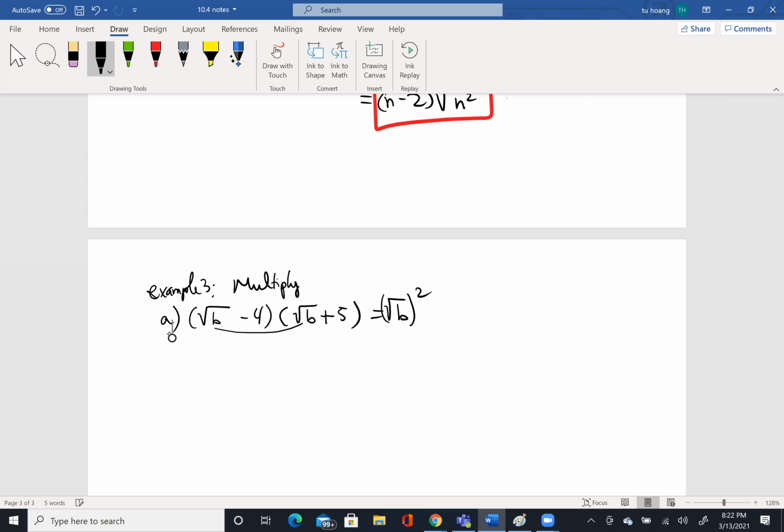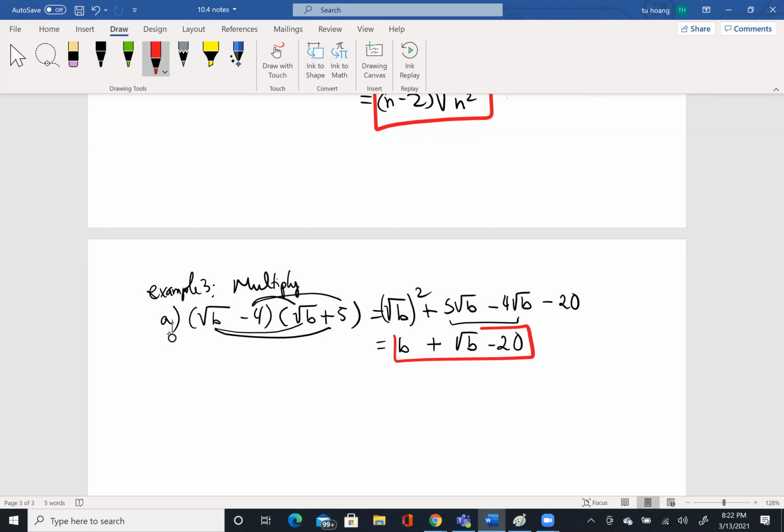Okay, let me just write this better. And then b times 5 is going to be plus 5 square root b, right? And then minus 4 times square root b is going to be minus 4 square root b. Minus 4 times 5 will be minus 20. And then you can combine like terms in the middle, and the first term becomes only b, plus square root b only, and minus 20 as the answer. So there is the answer.